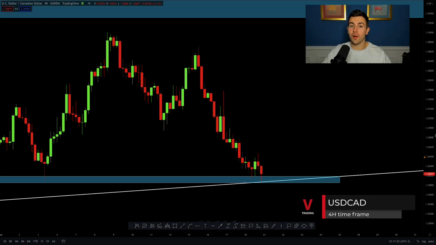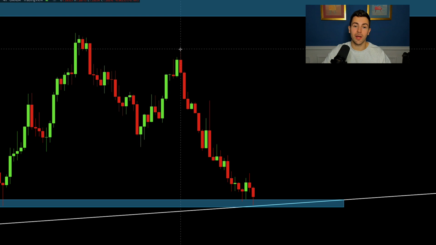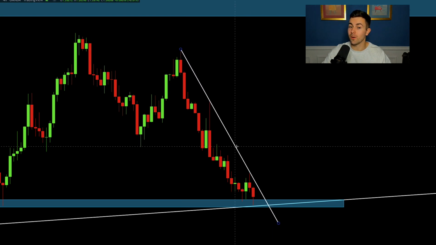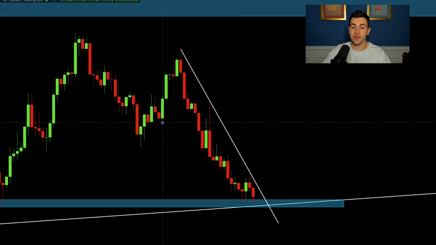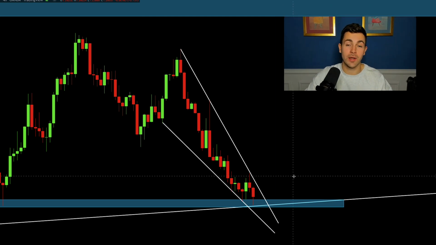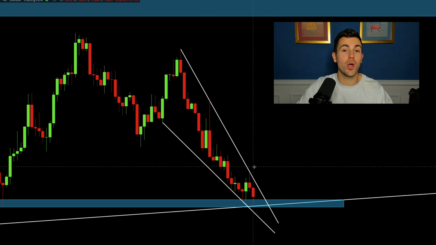On a 4-hour time frame, we see a perfect example of a falling wedge pattern. Let me show you. Here we have this lower high from where we can draw this trend line respected 3 times in a row. Very nice minor resistance right here. And if we take that low and draw one more trend line, here is our falling wedge. And this falling wedge pattern we will trade next week.